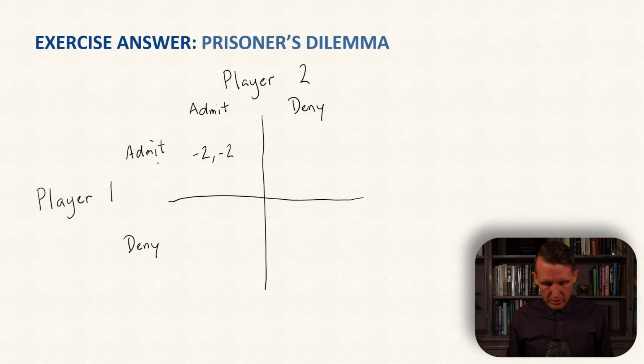If player 1 decides to admit and player 2 denies, player 1 gets off with no years in prison, while player 2 gets 4 years in prison, so we'll model this as -4. And the reverse holds if player 2 admits and player 1 denies. Finally, if both the players deny, they get 1 year in prison each. So we can see our game can be modeled in this matrix style. And we can model any two-player game like this in a matrix.